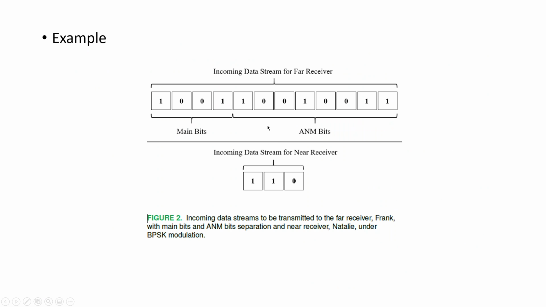So to illustrate the process, we can take a look at an example now. Imagine that we have the incoming data stream for the far receiver here, and the incoming data stream for the near receiver. We want to transmit this data. At the first bit, which is 1, we can see that the A&M bits are 1, 0, from which we can infer that the 1 will be transmitted through 3 antennas because of the rules defined by the A&M mapper.